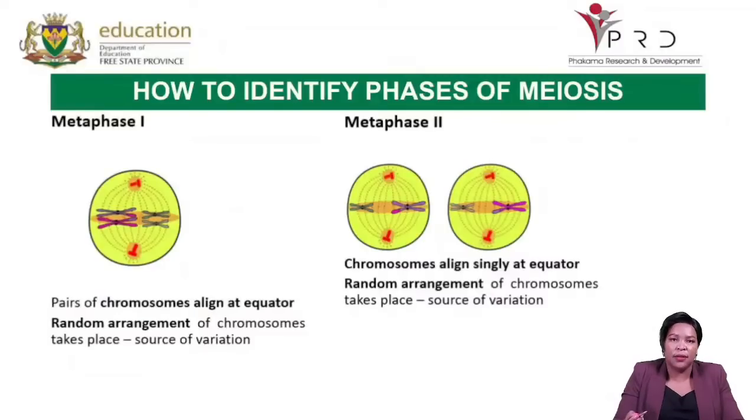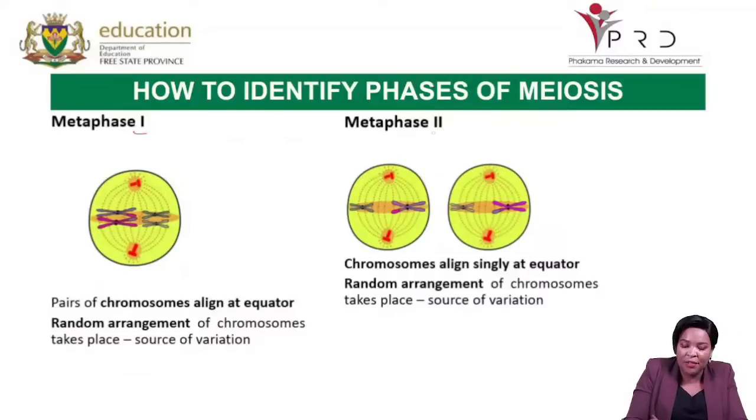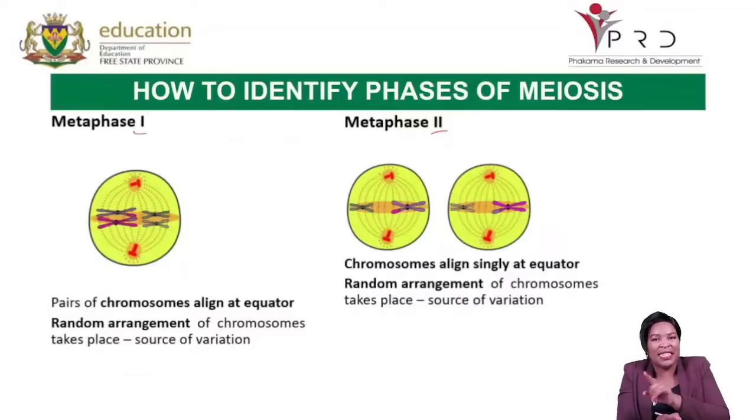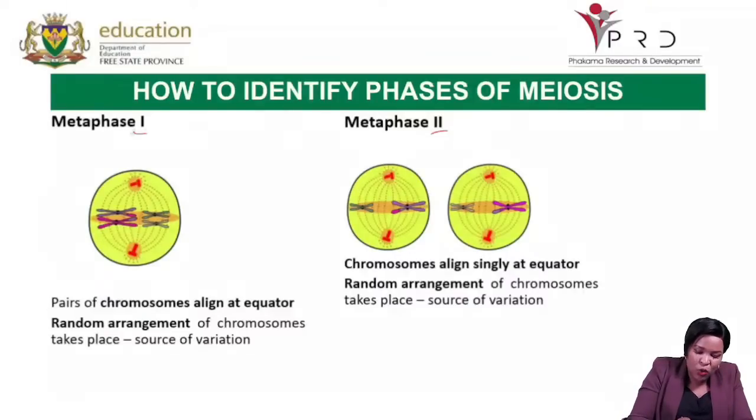Metaphase. Middle. So in metaphase, whether it is metaphase 1 or metaphase 2, you expect to see things in the middle. Once you see things in the middle, you know it's metaphase. But then you need to identify what those things in the middle are. Are they chromosomes or are they chromatids? So let's check. For metaphase 1, pairs of chromosomes align at the equator. So everything is at the equator, that is at the middle, but the chromosomes are still in pairs. So they align here. So you are going to say this is metaphase 1 because I see pairs of chromosomes aligned at the equator.